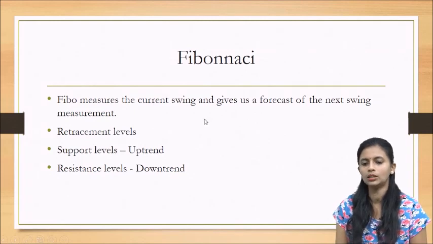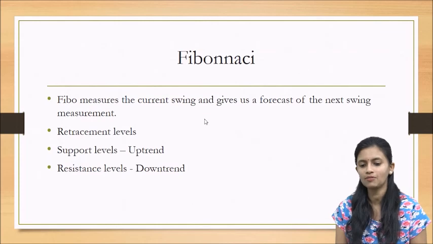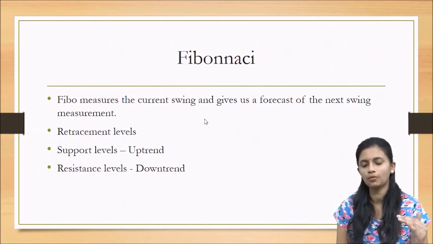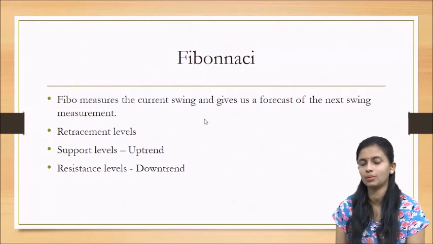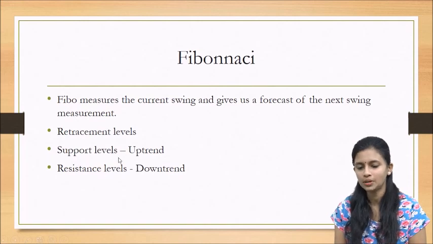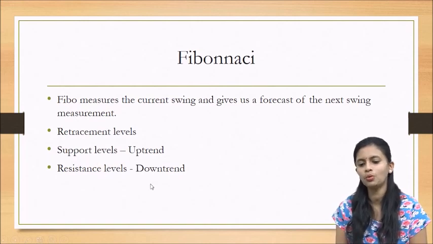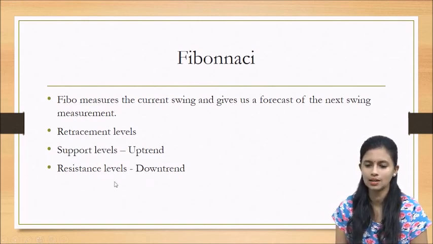Okay, so there are Fibonacci levels. These are a few numbers which will exactly tell you which is the level at which the stock retraced and which level is favorable, where you can take the trade, which level is to be avoided. So if it is uptrend, then it will give you support levels. For downtrend, it will give you resistance levels.